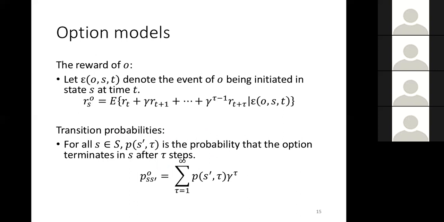Now we define the reward and the transition probability of the options followed by the SMDP. Let epsilon O S T denote the event of O being initiated in state S at time T. The reward of option O is the expectation of reward from T to T plus tau, where T plus tau is a random time at which O terminates. With these definitions, an MDP together with a set of options O formally comprises an SMDP. So we can write a generalized form of the Bellman equation for SMDP.